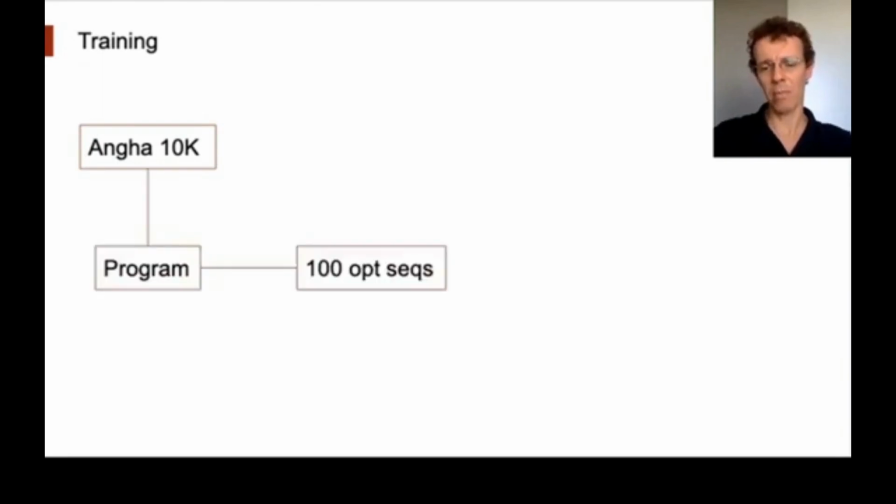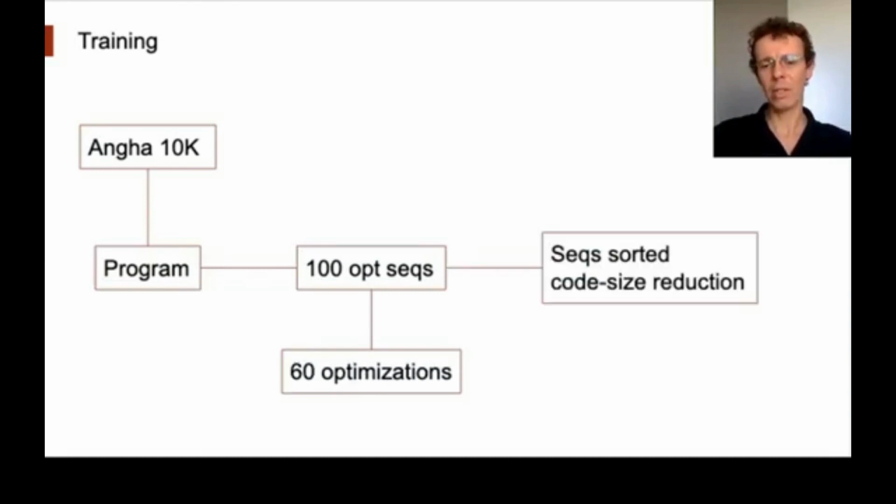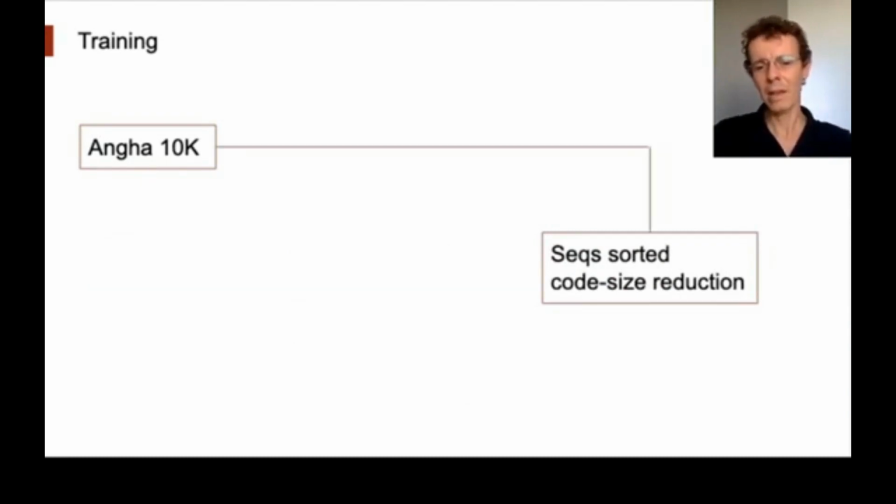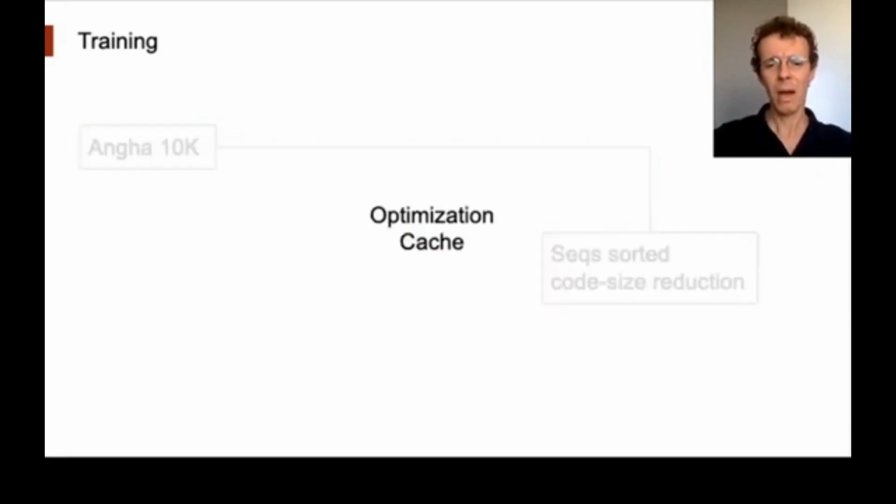So, given a program from this training set, we try 100 optimization sequences on it, each one with 60 optimizations. And then we collect results. Results are the code size of the target program. And in the end, we will have a map of 10,000 entries. Each entry is a program, and it's mapped to a list of 100 optimization sequences. These sequences are sorted by the effect that they obtain on target programs. We call this map an optimization cache.